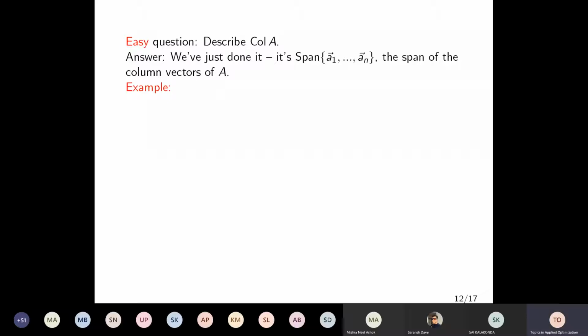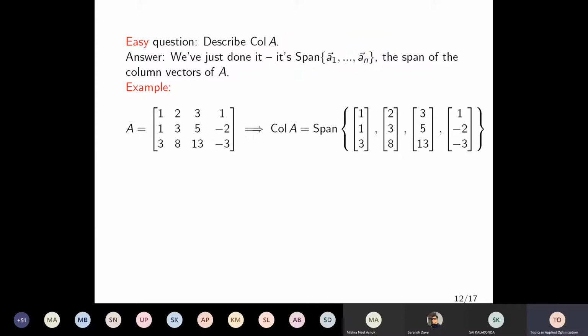The easy question is: describe the column space of A. Then we can just do the span. It is not necessary that they are the basis. In other words, they may not be linearly independent. There may be a subset that you have to choose out of these that becomes a basis, not necessarily the whole set.